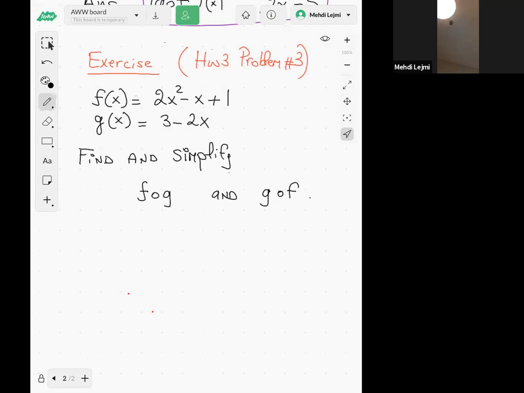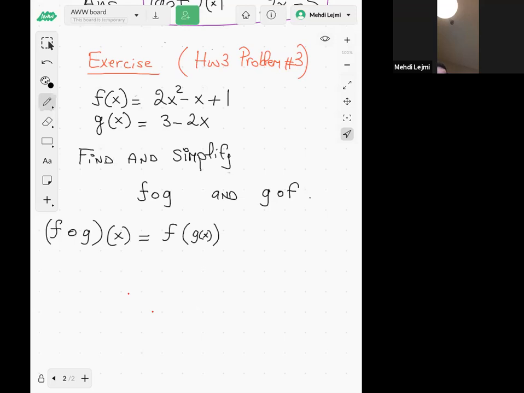All right, guys. So I guess probably you're done with this exercise. Does anyone need more time? Okay, probably not. All right, so let's start with the F composed with G, right? So F composed with G of X. So this is by definition F, and then between the parentheses it's G of X.